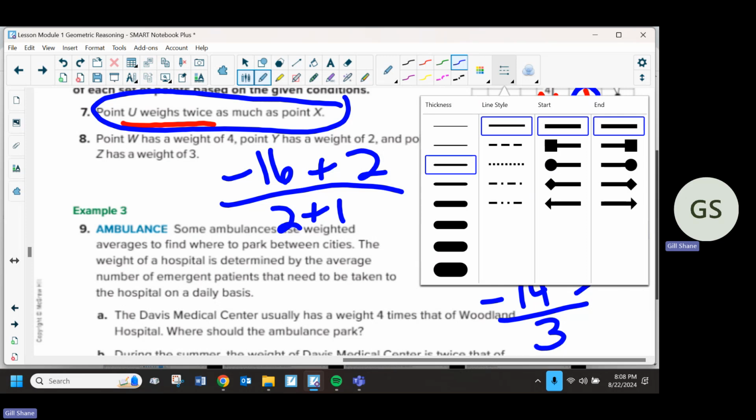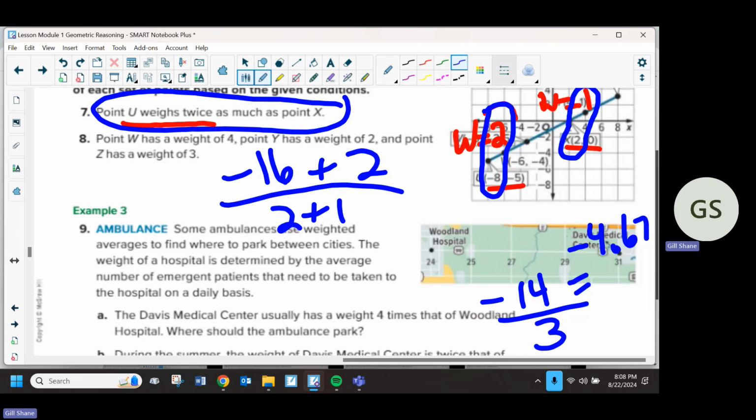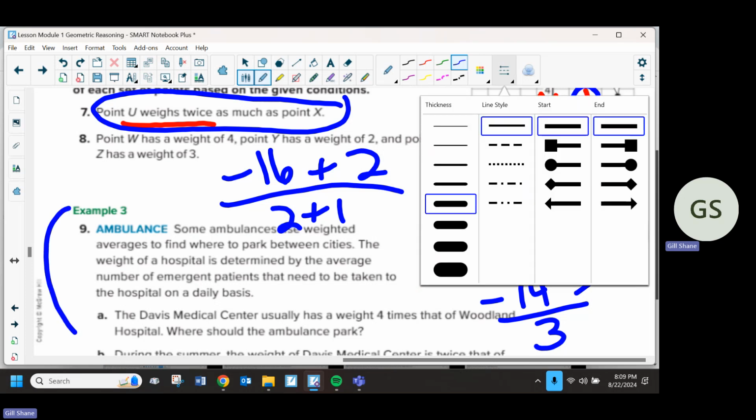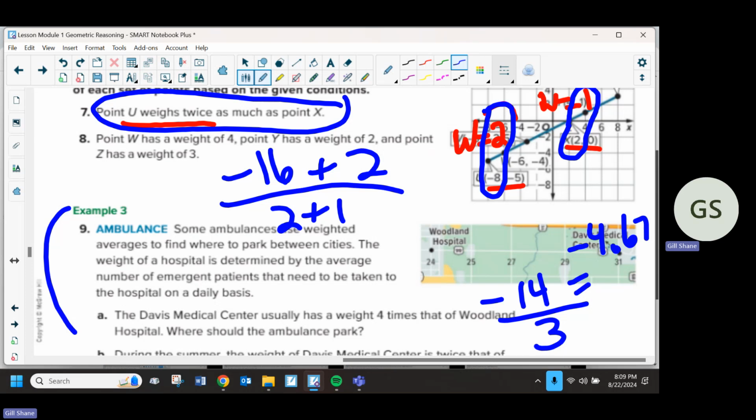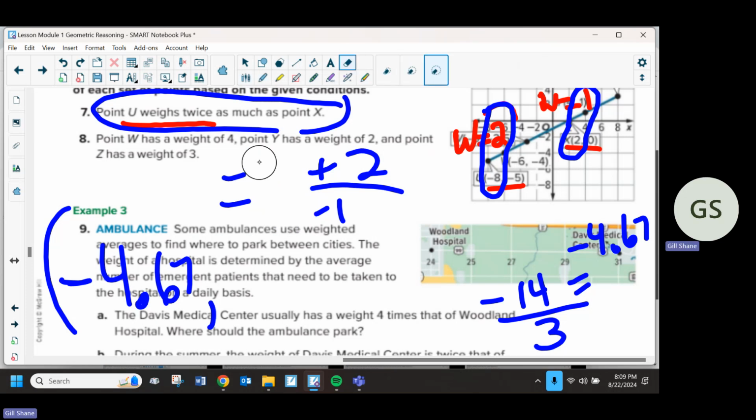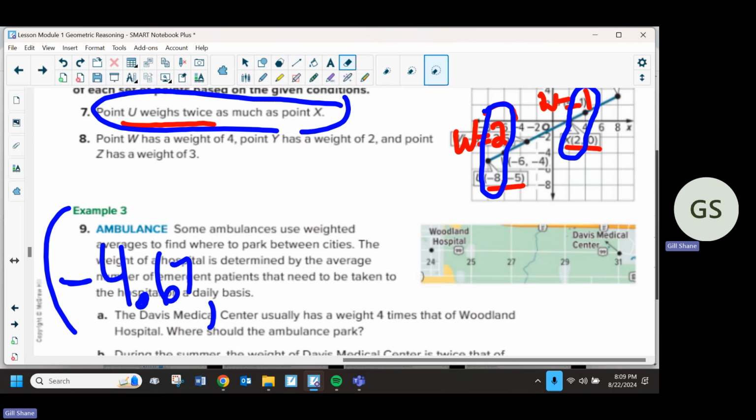I still need a Y value though. I can't put a point on a graph with only one number. I need an X and a Y. I now know my X is -4.67. I just need to figure out what the Y is. And I do the same exact process, except I'm going to do it with the Y values instead of the X values this time. Need to go back and watch that process.